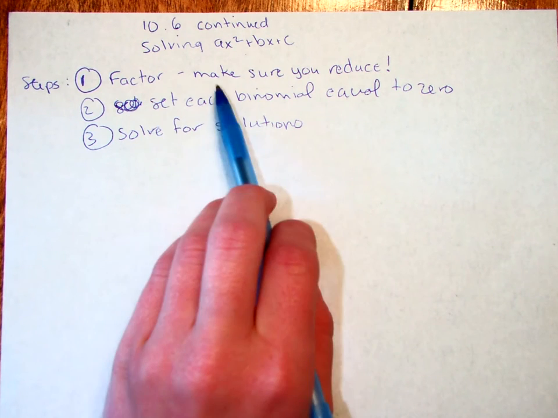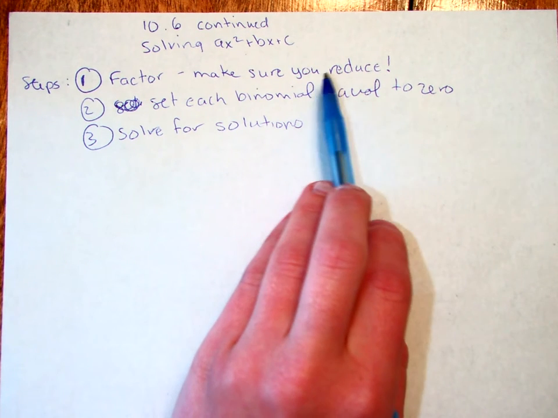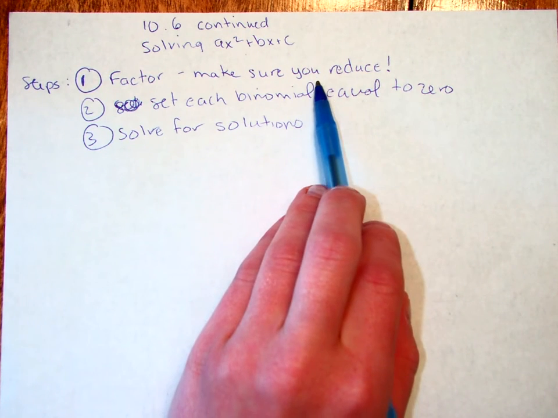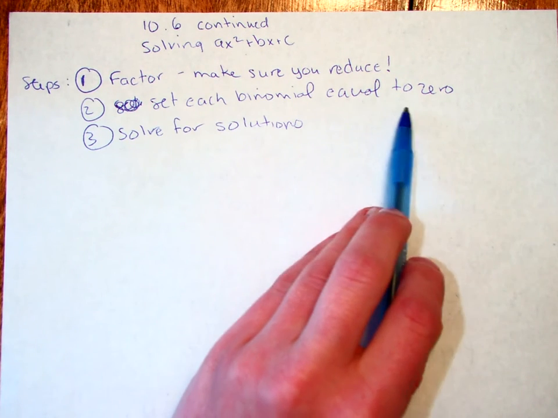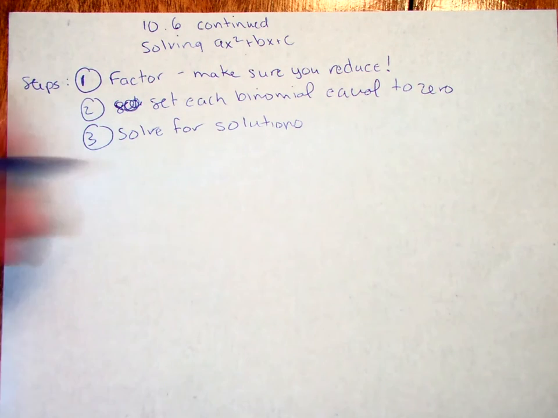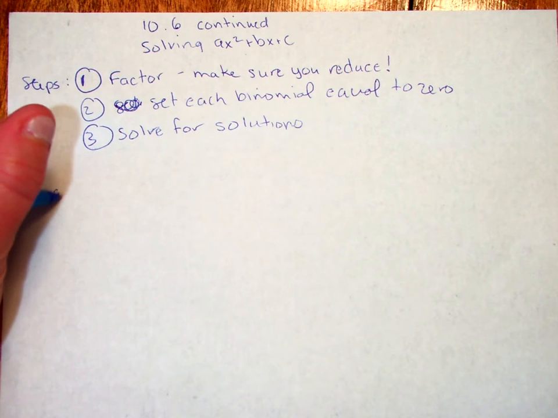So your steps follow similar. You're going to factor, make sure you reduce. You will not get the correct answer if you don't reduce those binomials. Then you're going to set each binomial equal to 0, and then you are going to solve. So let us get started with example 1.